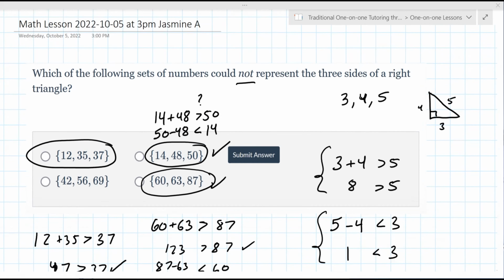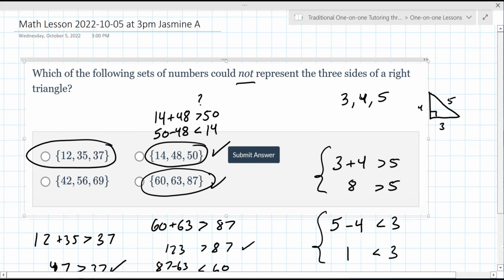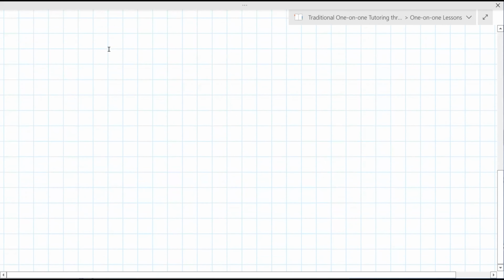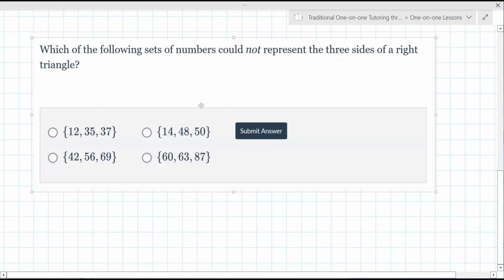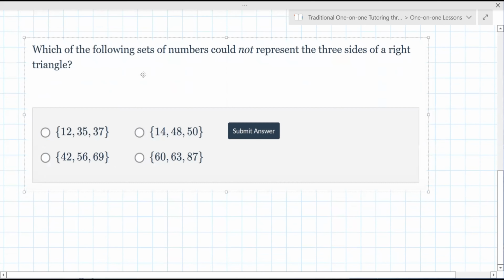Oh, you know what? I'm so sorry. This is asking about a right triangle, not a triangle in general. Okay, let me back up here. I made this way too complicated. I apologize. There's actually something much simpler. Have you heard of the Pythagorean theorem?